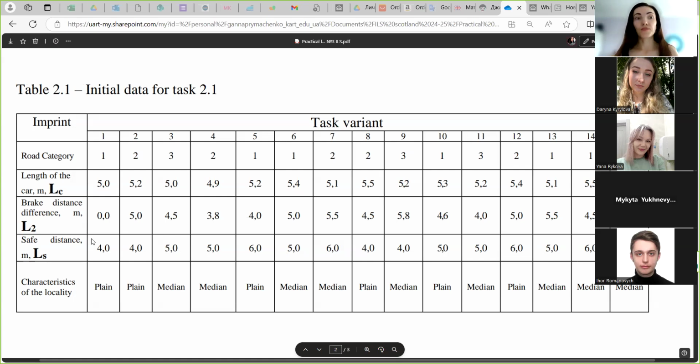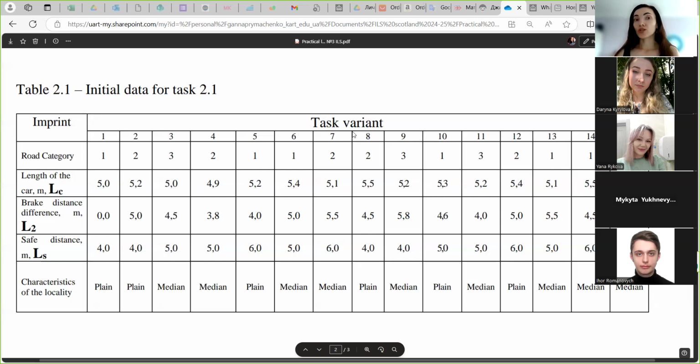is safe. We use such a parameter as the characteristics of the locality, which we need: it is plain, for example, or it is some median territory. So we look at this information and change the speed of our car transport in this territory. It is also very important.